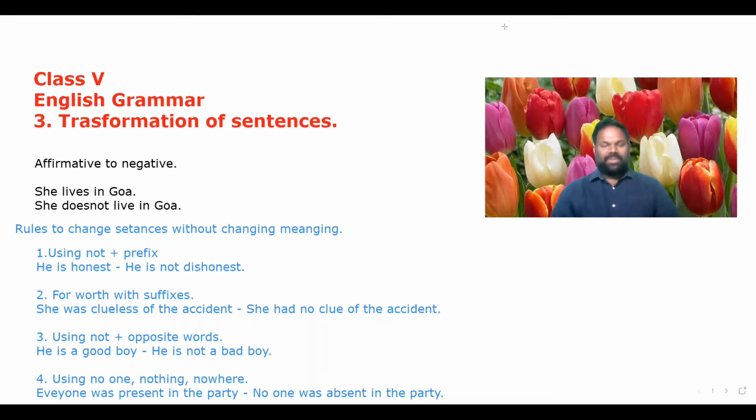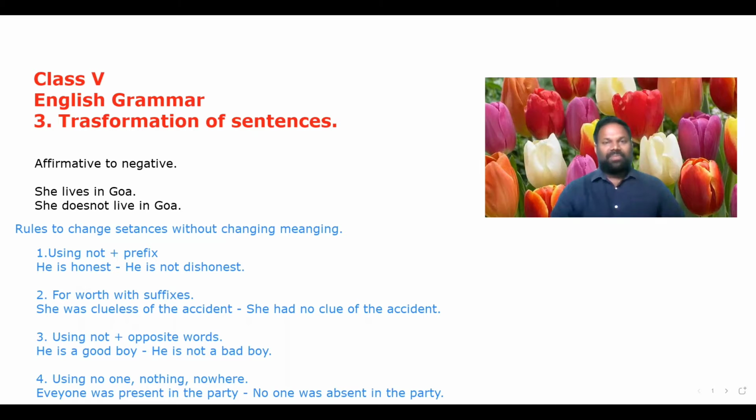In our previous English grammar class, we have been learning transformation of sentences. In the previous class, we learned how to change exclamatory sentences into declarative sentences, into interrogative sentences, and imperative sentences into interrogative sentences. And today, let's learn how to change affirmative sentences into negative sentences.